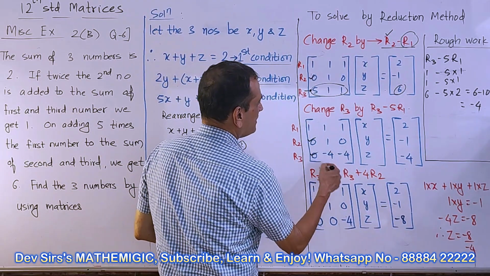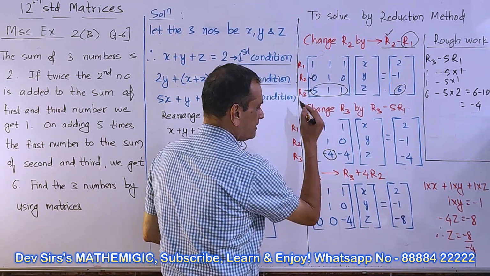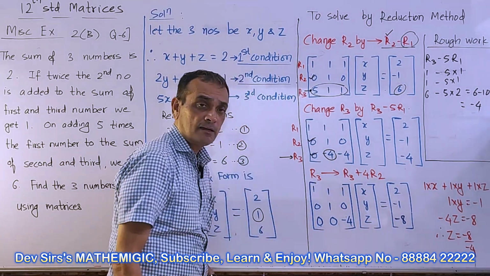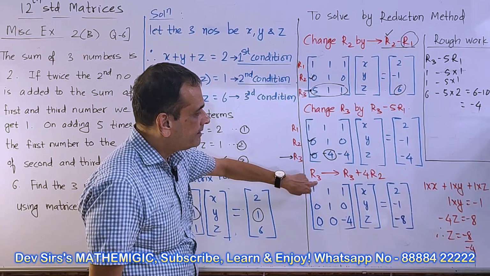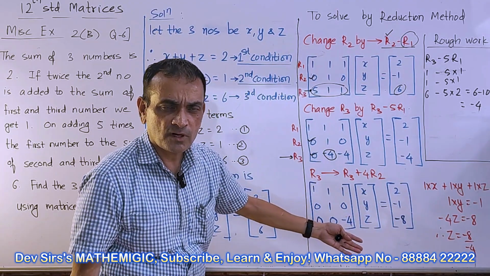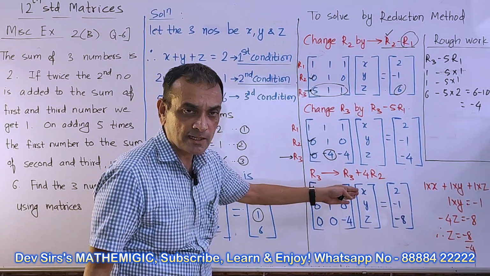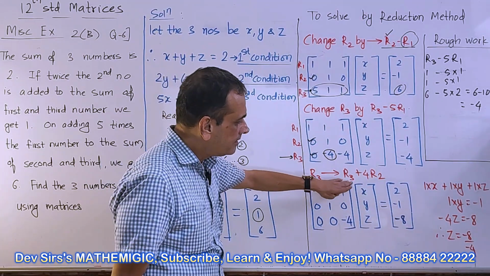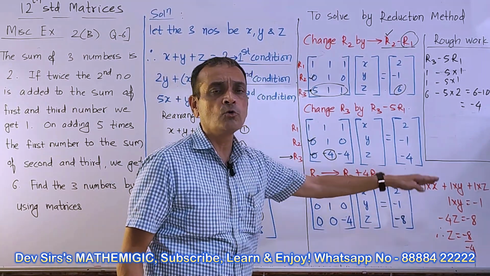I want to change R3 again because यहाँ पे 0 लाना है, मतलब R3 बदलना है. So change R3, again change R3. कोई फर्क नहीं, डोंट वरी. अब एक बार चेंज किया तो दूसरे बार नहीं लिखना है, ऐसा कुछ नहीं है. चेंज R3 by R3 plus 4R2.